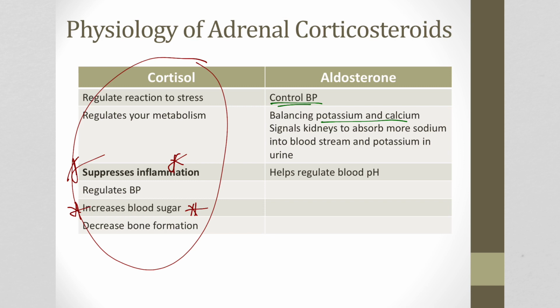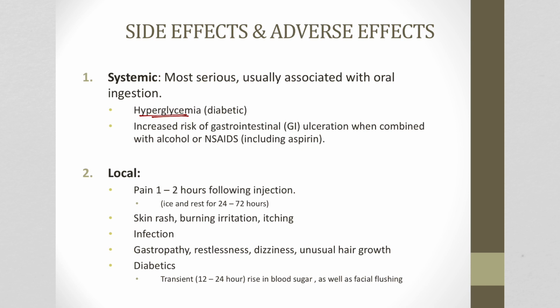So if we were to go back to the slide that we were on and really think through that, anytime we inject more cortisol into the body and we have naturally circulating cortisol, then we might have a situation where we create a hyperglycemic patient. So we have to be very, very, very careful. There's increased risk for gastrointestinal ulceration, especially if the oral medication is combined with alcohol and or NSAIDs.